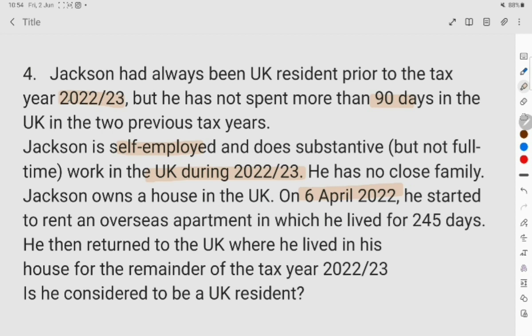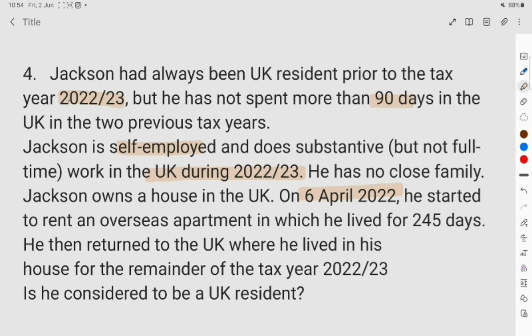On 6 April 2022, he started to rent an overseas apartment in which he lived for 245 days. So it appears that he has some house overseas as well. He then returned to the UK, where he lived in his house for the remainder of the tax year 22-23. Is he considered to be a UK resident?